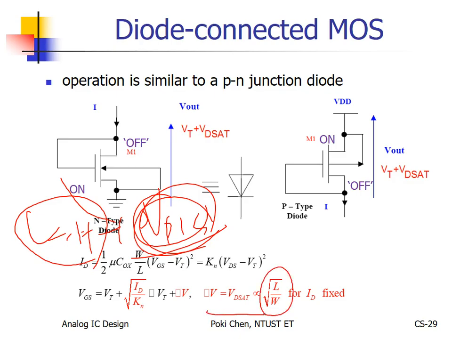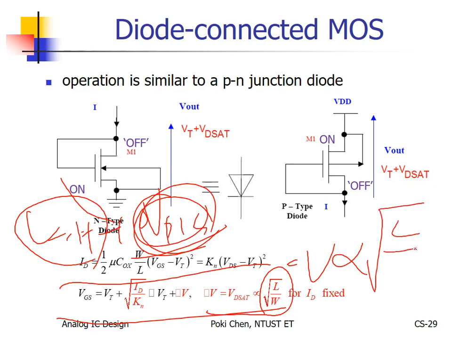Finally, according to very simple mathematical derivations, you will get that delta V, in brief, is proportional to the square root of L over W. It means the wider, the smaller the delta V, because it is more conductive. But the longer, the larger the delta V, because it is less conductive to support the same current.